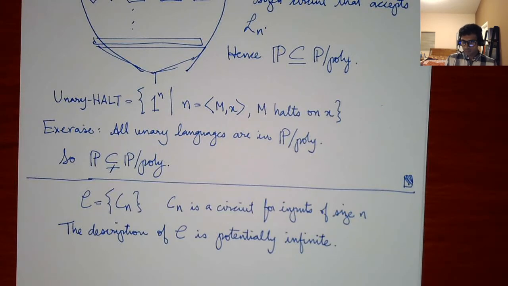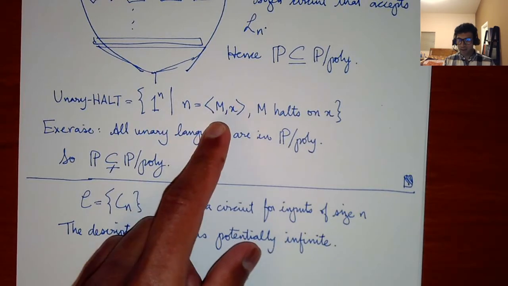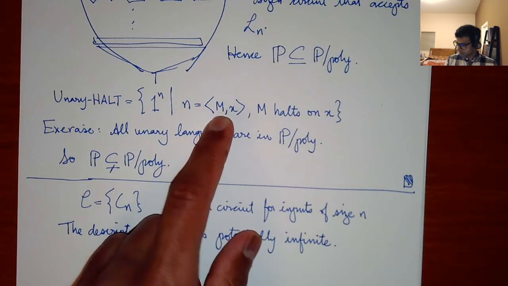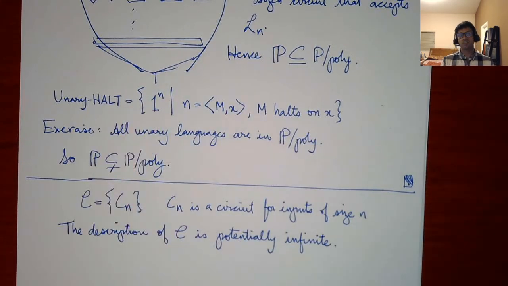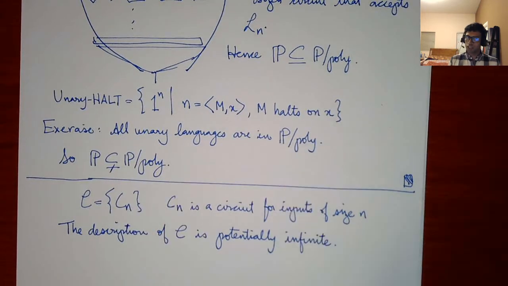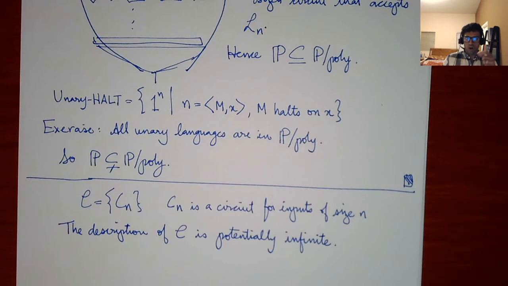Right. Indeed, I don't even have to do this with the halting language. I can do it with any undecidable language. I can take any undecidable language, encode it in unary, and then that language would be in P/poly, because the polynomial part is simply to determine whether all the bits are 1, which can be done in a linear sized circuit.